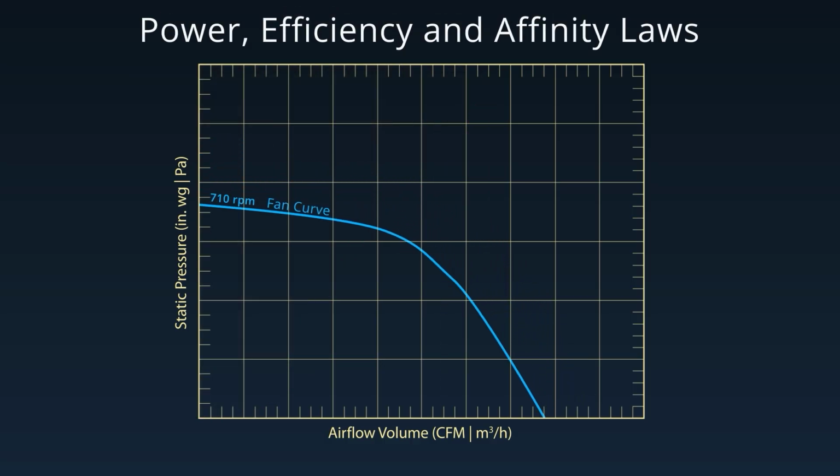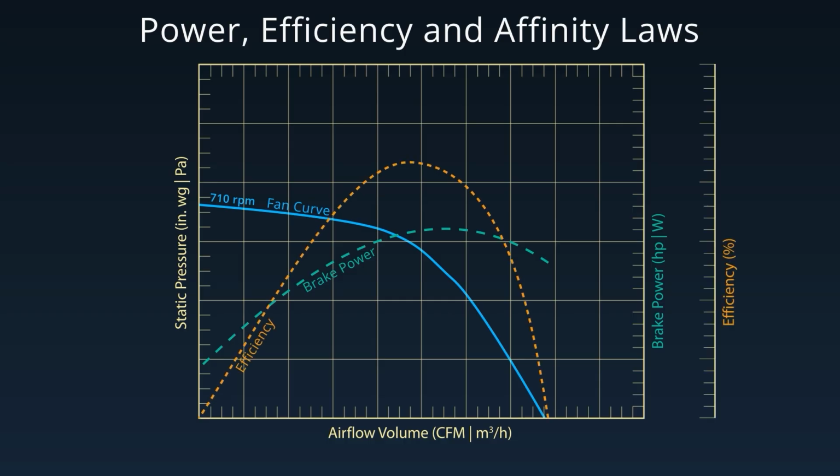A complete fan curve also shows a brake horsepower line, a curve that indicates how much power the fan draws at different points at a given speed, and an efficiency curve, a smooth line that peaks where the fan operates most efficiently at a given speed.